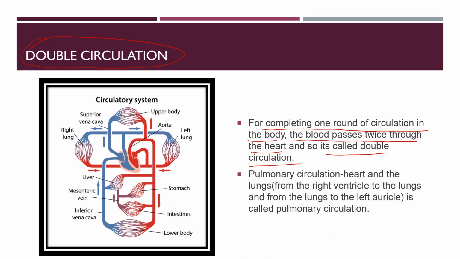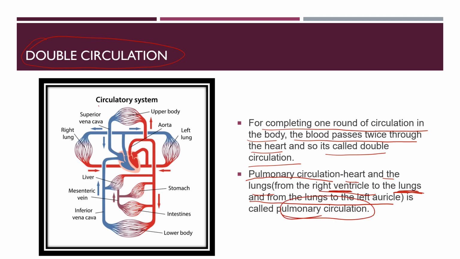The first is the pulmonary circulation. Between the heart and the lungs is called the pulmonary circulation. It is starting from the right ventricle to the lungs, and from the lungs to the left auricle. From the right ventricle, it is taken by the pulmonary arteries to the lungs, and from the lungs it is purified again and carried back, just try to recall, to the left auricle by the pulmonary vein. So this part is called the pulmonary circulation.